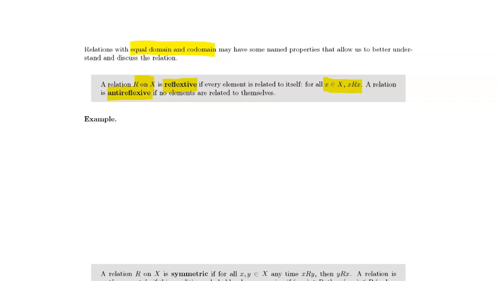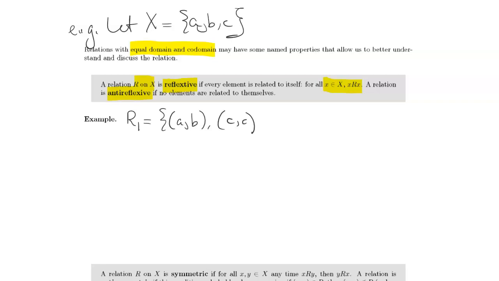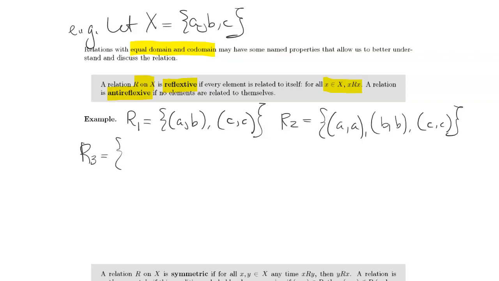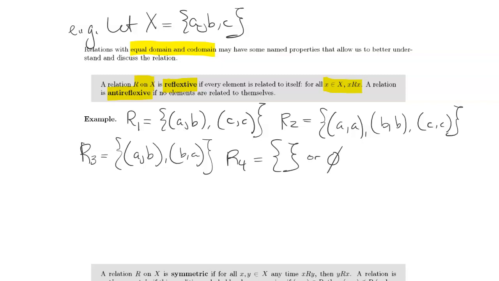So I'm going to cook up a few relations here. Let's call them R1, R2, R3, and R4. I have to tell you that these relations are over the set X. So in the examples, we're going to let X be the set {A, B, C}. R1 is the relation {AB, CC}. R2 is going to be the relation {AA, BB, CC}. R3 is going to be the relation {AB, BA}, and R4 is going to be the relation nothing. R4 is the empty relation, which means it contains no pairs from X cross X.